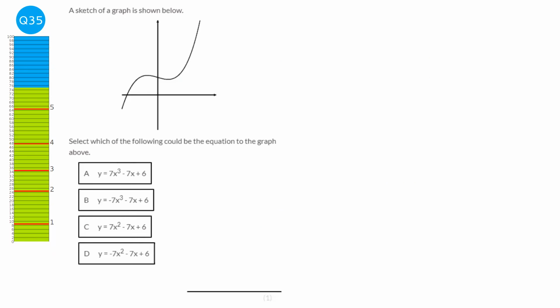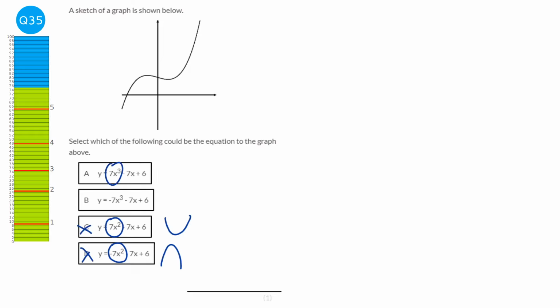With this question, you've just got to know what the different functions look like. So with C and D, we've got quadratic functions. One's a positive quadratic, which is a U shape. One's a negative quadratic, which is an upside down U shape or an N shape. And here we don't have that. So we can get rid of those in our thoughts straight away.